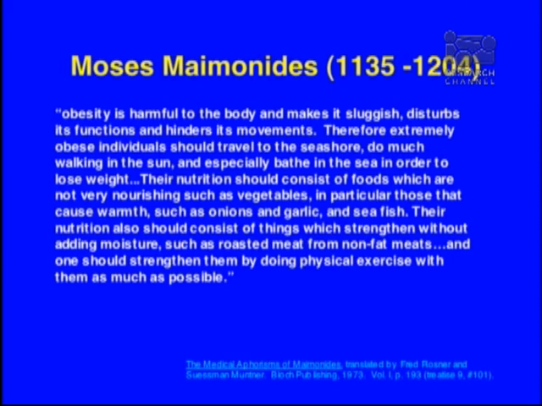Their nutrition should consist of foods which are not very nourishing, such as vegetables, in particular those that cause warmth, such as onions and garlic and sea fish." Well, even though he says not very nourishing, vegetables don't have a lot of calories, so it's right on there. "Their nutrition should also consist of things which strengthen without adding moisture, such as roasted meat from non-fat meats, and one should strengthen them by doing physical exercise with them as much as possible."